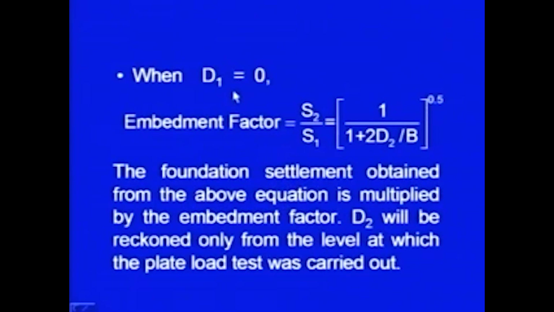So when we do the plate load test, d1, the depth of the plate load with respect to that level, is 0. So the embedment factor becomes 1 upon (1 plus 2 d2 upon b) raised to the power 0.5. The foundation settlement obtained from the above equation is multiplied by this embedment factor. You have to remember that d2 has to be taken from the level at which the plate load test was carried out.